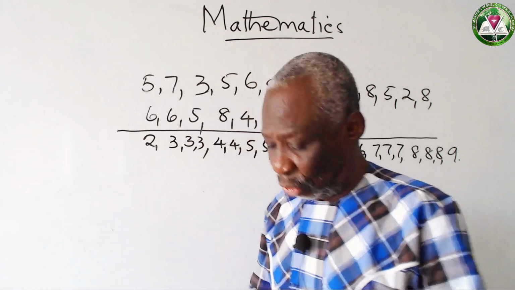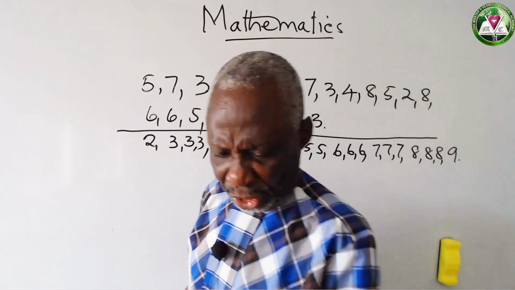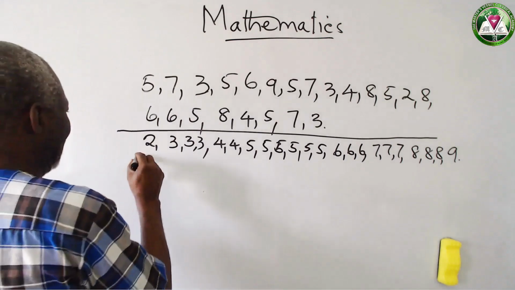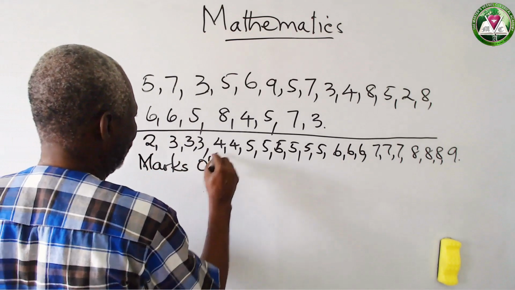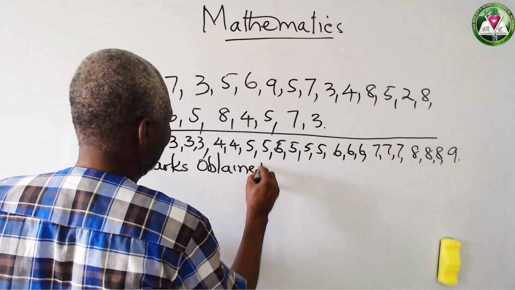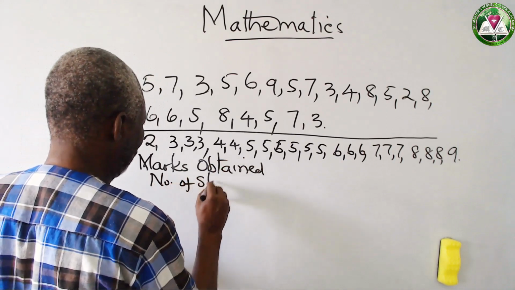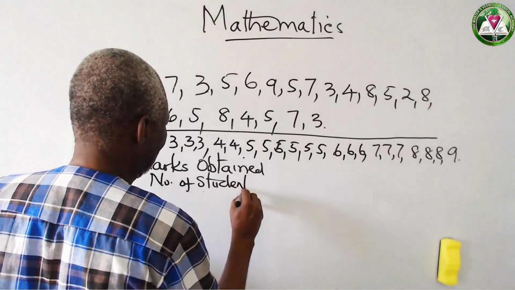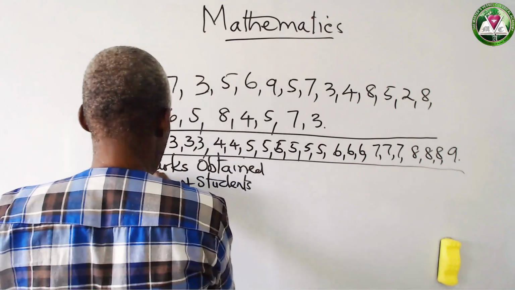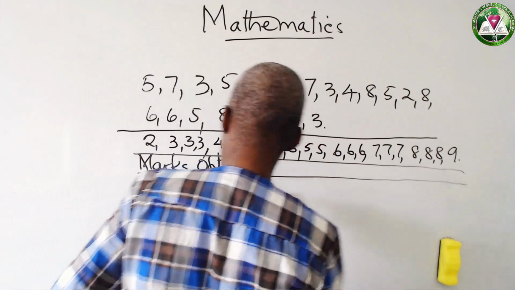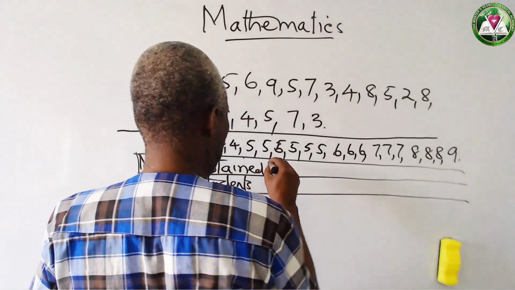As I have done here now. So what you will now have will be marks obtained. That is how you will make it. Marks obtained. And number of students who got such mark. That is what you are going to have, and that will go that way, that way, that way, and you put that.